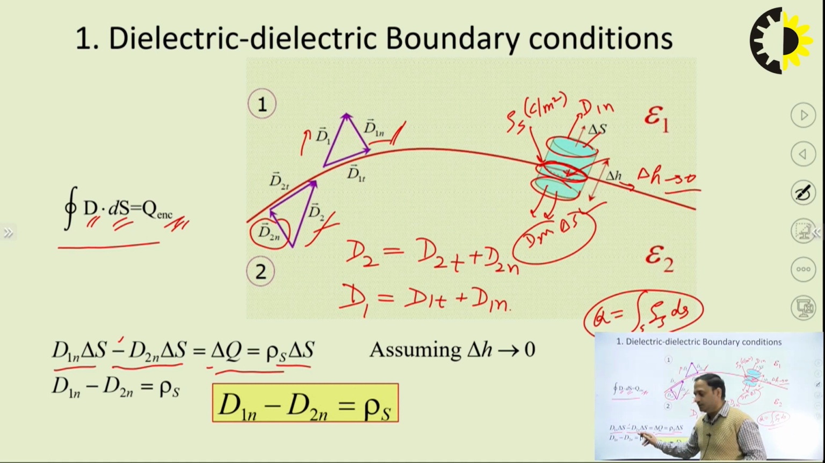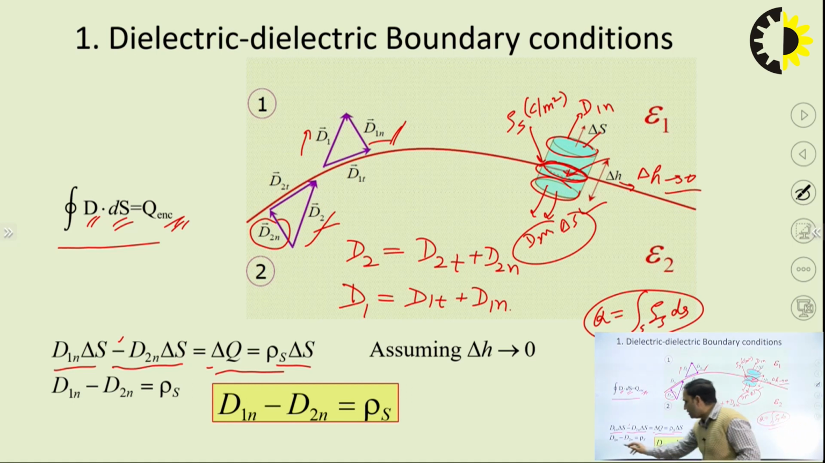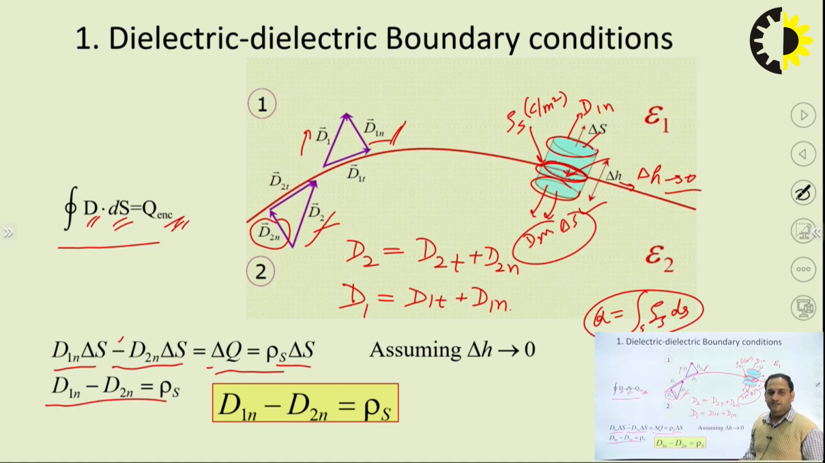So we are taking D1N minus D2N is equal to delta Q over delta S, or rho S. So delta S can be cancelled out here. But delta S cannot be 0. As I said, if delta S is 0, it means there is a point, and then there is no interface or boundary. The boundary can be considered only when delta S has some value. So the expression which we get is D1N minus D2N is equal to rho S. This is a very important expression which we got for the normal component.